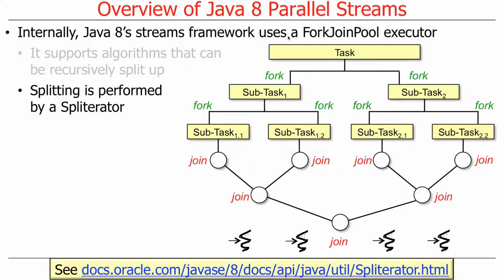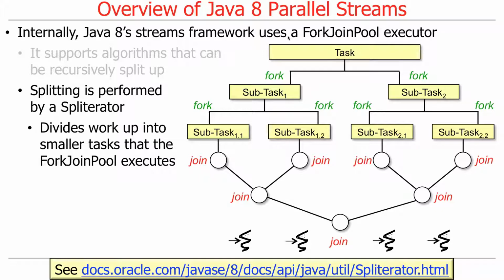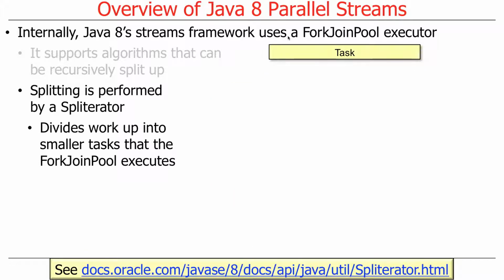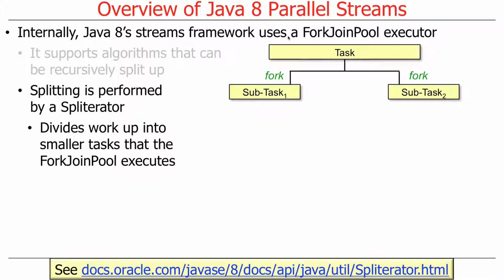The actual splitting of the tasks up into smaller pieces is done by something called a spliterator, which is a fancy kind of iterator that works for concurrent streams. And what it does is it basically divides the work up into smaller pieces that the ForkJoinPool then executes. So let's take a look and see how this works. So you have a task with a bunch of work to do. And for example, you might have a list of input to search, list of strings to search. And what the ForkJoinPool does is it takes that original list. Let's say you have 20 strings, and it goes ahead and it breaks it up into chunks. It forks into 2 subtasks.